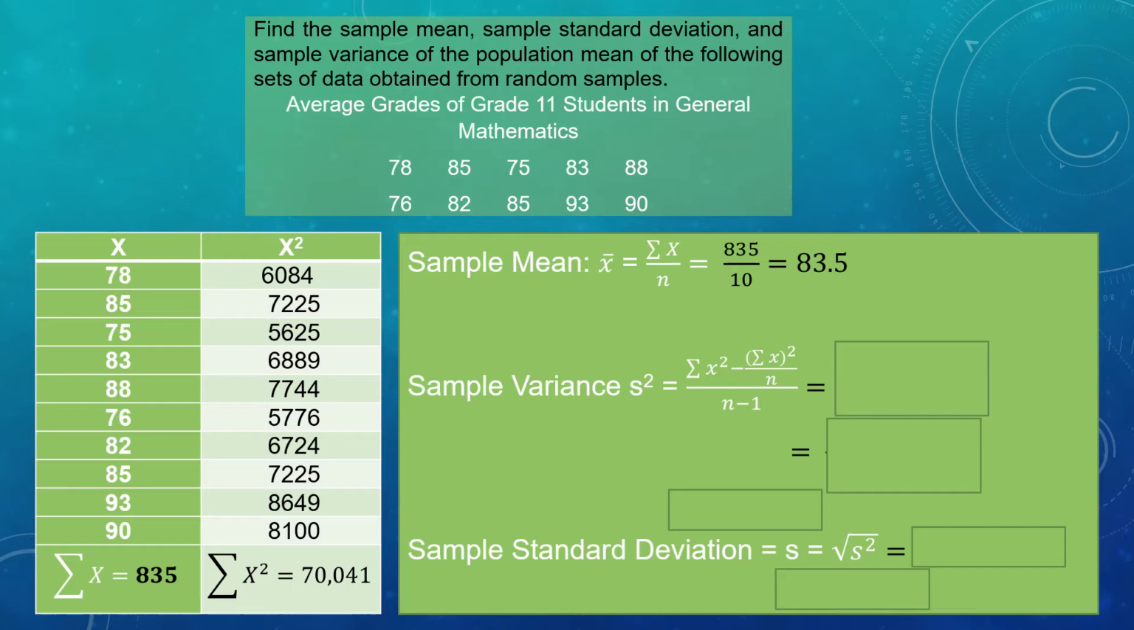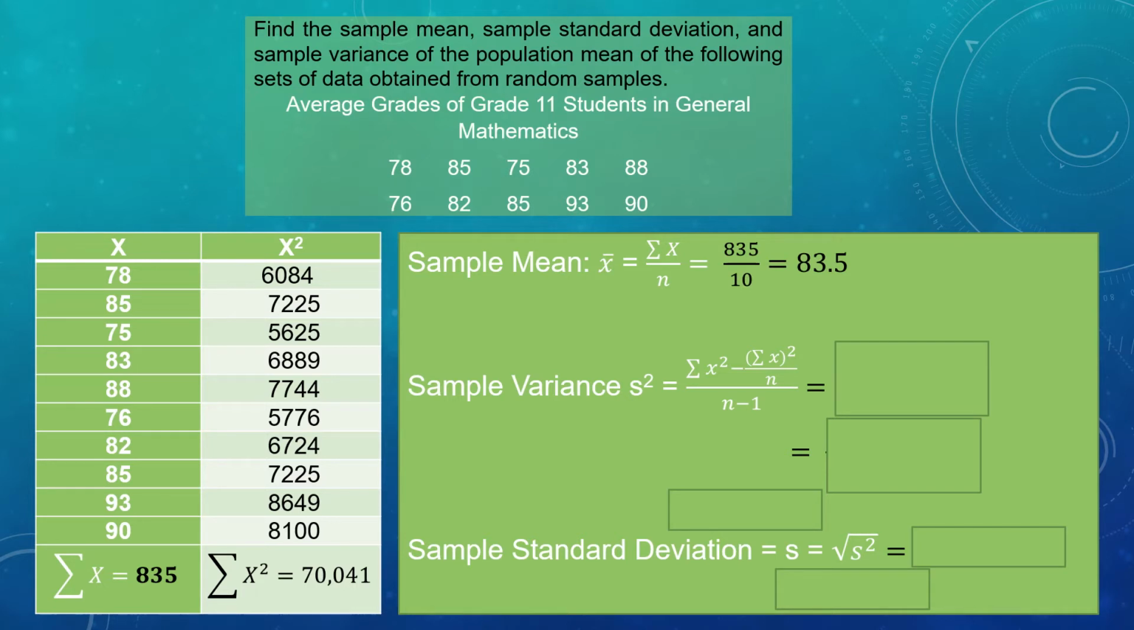Now, how about finding the sample variance? To find the sample variance, we will be using s squared. S squared is equal to summation of x squared minus the quantity summation of x squared all over n, all over n minus 1. So we start substituting the given values. But take note, the notation for sample mean is different from the notation for population mean. In population mean, we use mu, while for sample mean, we use x bar. For the variance, population variance is sigma squared. However, for sample variance, it is s squared. For population standard deviation, we use sigma, while for sample standard deviation, we use S.